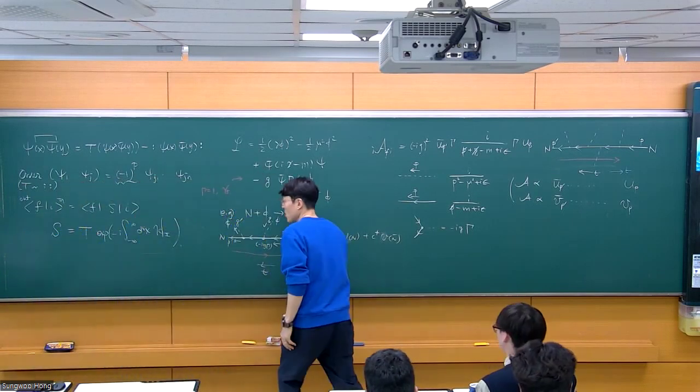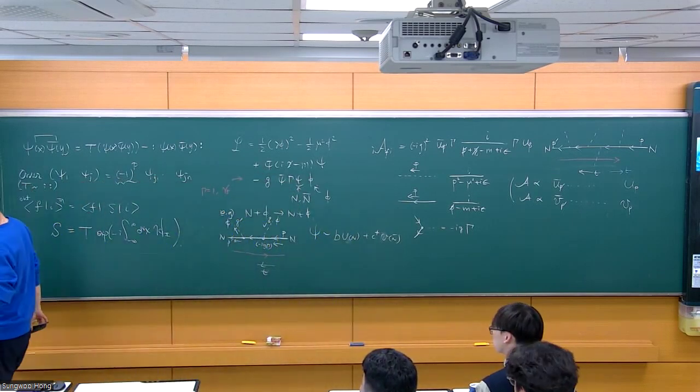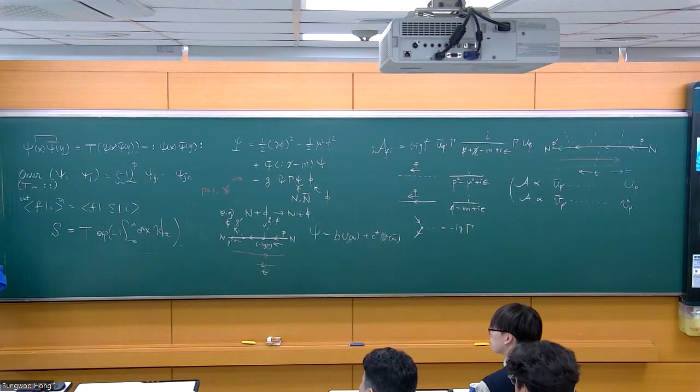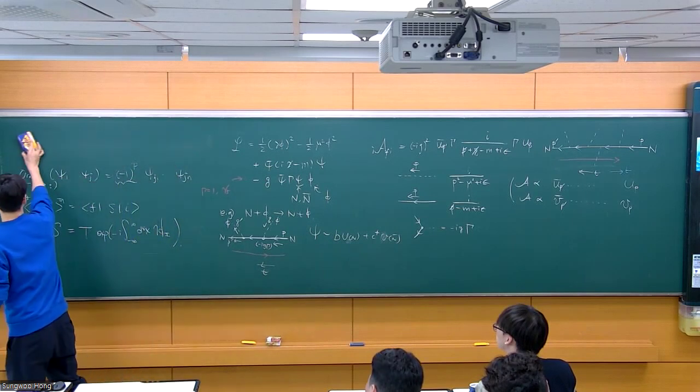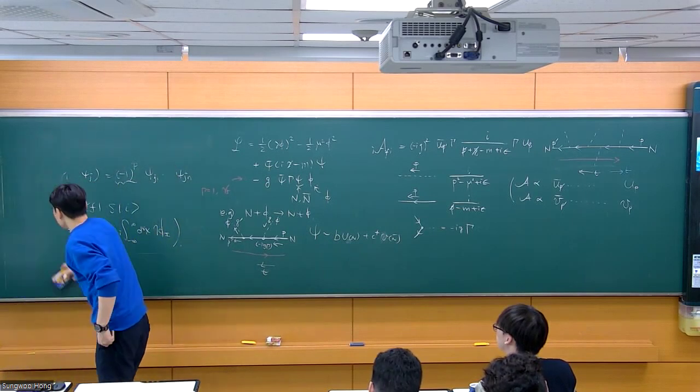Good. So two more things. One is a fermion loop. The other is summing and averaging over spins. Those are the two last items for fermions.